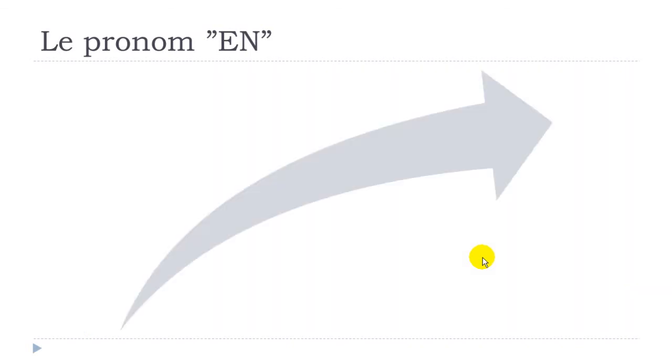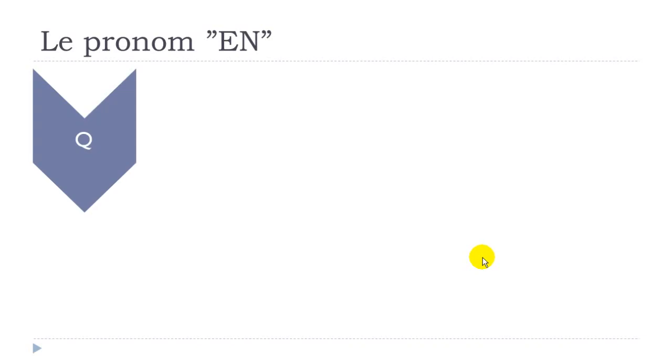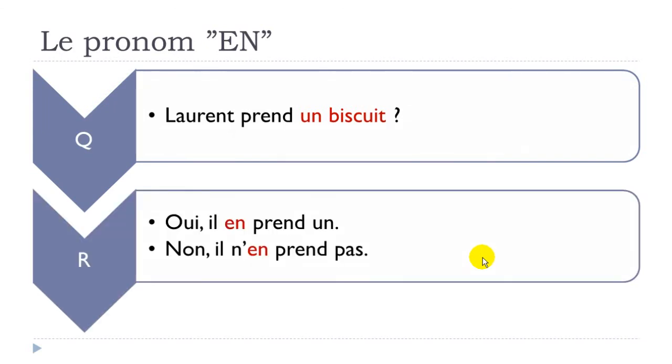Alright? And now, let's see how it goes when you construct it with one verb, avec un verbe, with two verbs, avec deux verbes. And then if you construct it with one verb composed, like for the passé composé, for instance. So let's see now, avec un verbe, with one verb. So you've got a question. Laurent prend un biscuit. Oui, il en prend un. Non, il n'en prend pas.